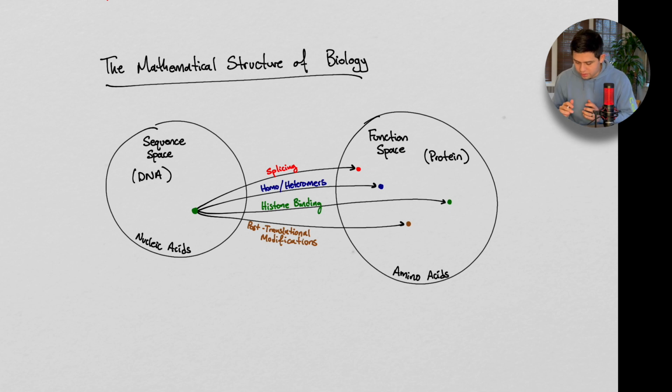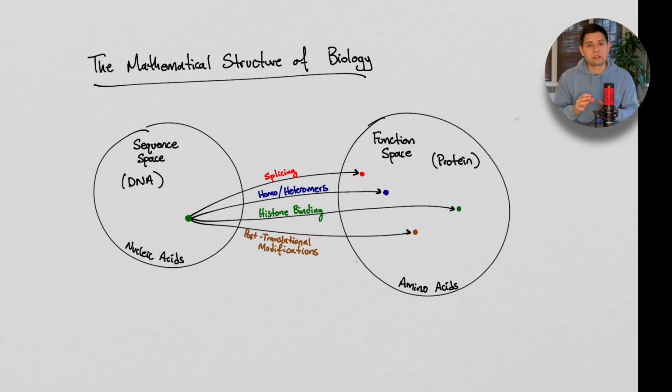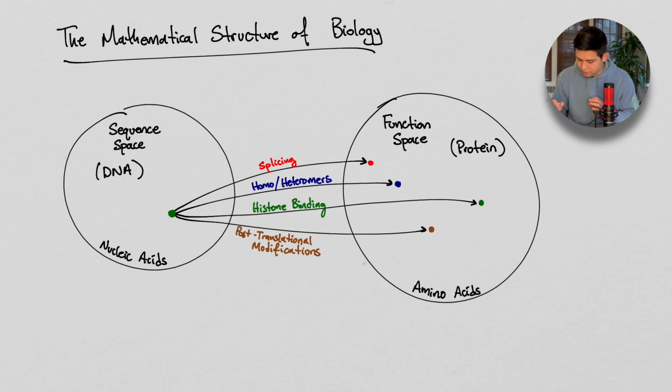Now let's take a look at some of these, right? So we go in from sequence space, which is DNA, this is information space, to function space. This is where proteins live. We go nucleic acids to amino acids. And what's very, very interesting is at one point in sequence space, say one DNA sequence, can actually get blown up into different points in function space. And the way this happens is through multiple mechanisms.